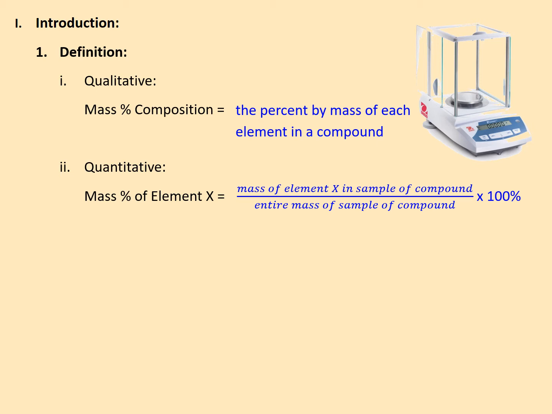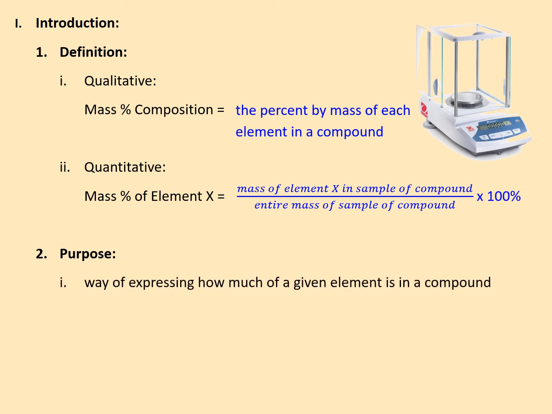So why, you might ask, would we want to determine the mass percent composition of a compound? Well, first and perhaps most obviously, it gives us a way of expressing how much of a given element is in a compound. So for example, if we have a compound consisting of hydrogen and oxygen, we can say that the compound is 80% oxygen by mass and 20% hydrogen by mass. This provides a way of expressing how much of each of those elements exists in the compound.